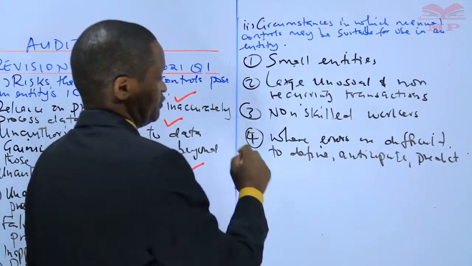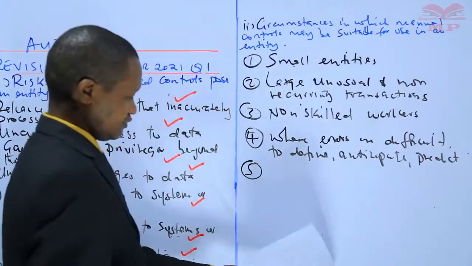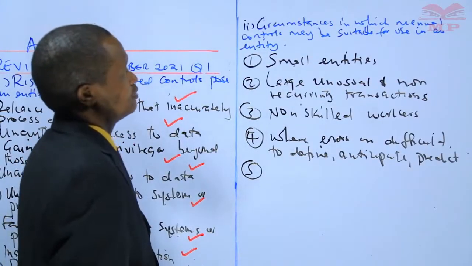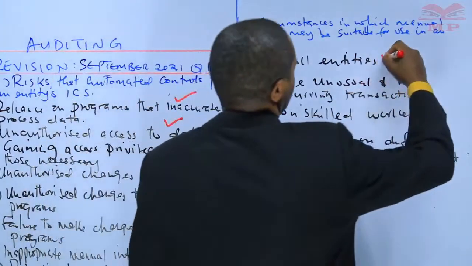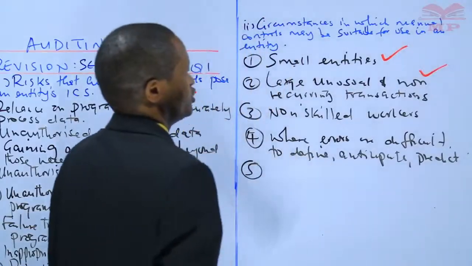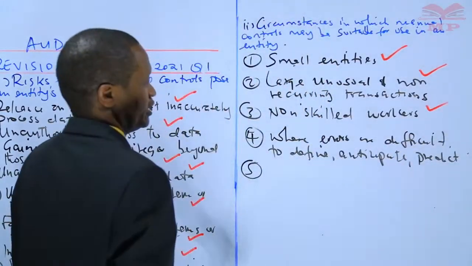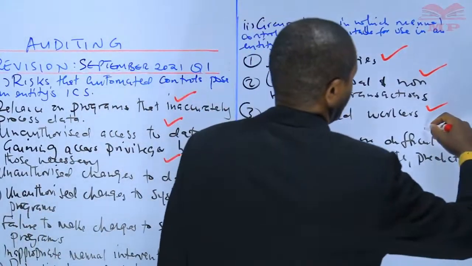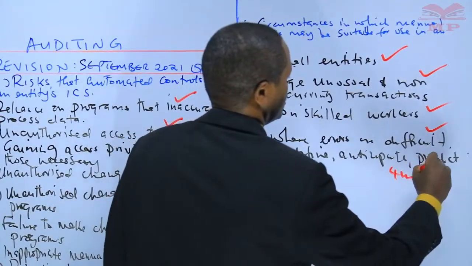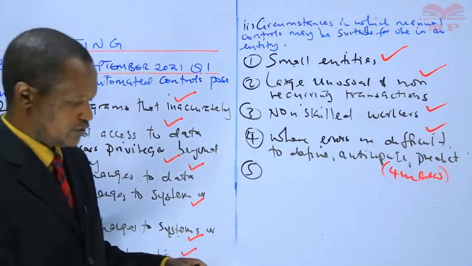So number 5, candidates were to give 4 circumstances. So we have circumstances in which manual controls may be suitable: small entities, large, unusual and non-recurring transactions, non-skilled workers, and where errors are difficult to define. So these are 4 marks. We have to give 4. We've given 4. That will earn you the 4 marks.